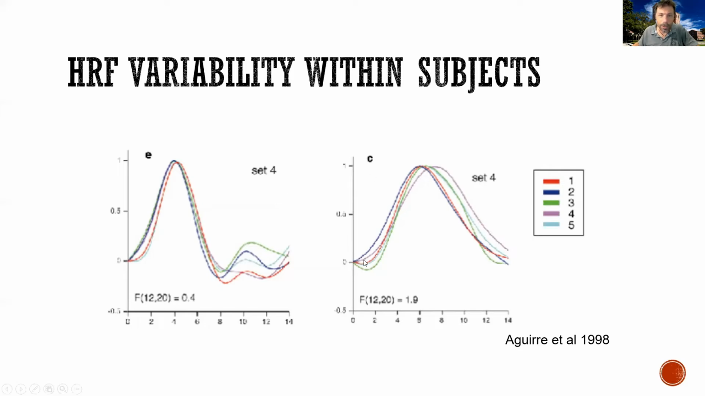And on the right, you're seeing the same participant doing the same task on different days. And you can see that now there are, for example, this purple and the green lines and the cyan lines clearly deviate from the other ones. So not only is there a lot of variability across individuals, there actually is also a lot of variability within individuals, both within a single day and across multiple days.